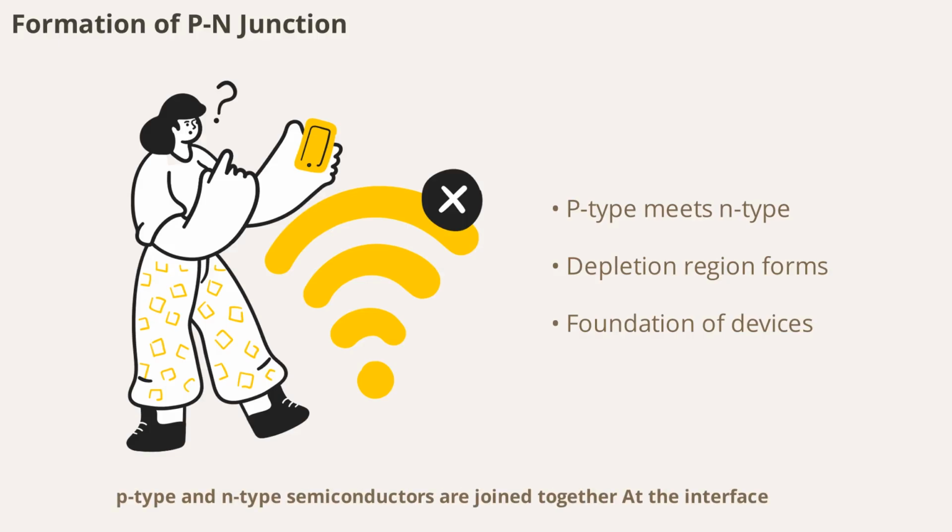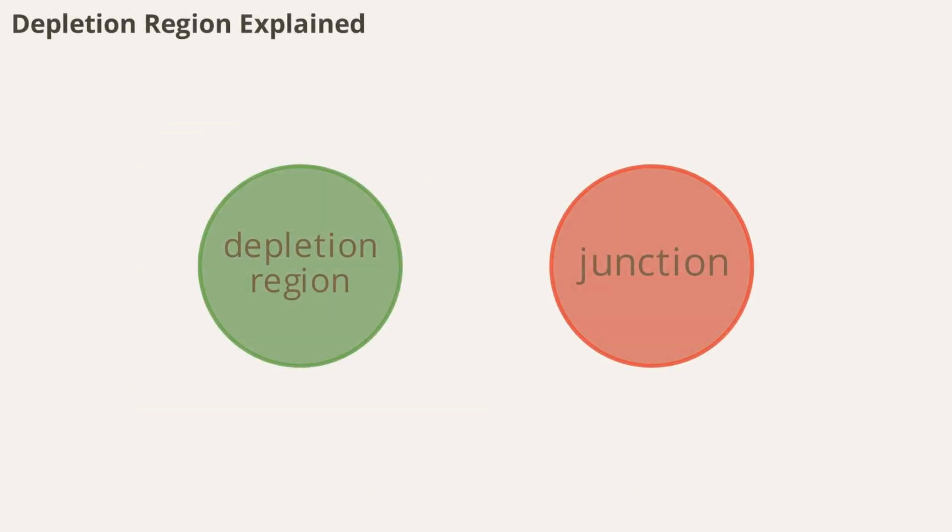At the interface, electrons from the N-type region combine with holes from the P-type region, creating a depletion region where no free charge carriers exist. This junction is the heart of many semiconductor devices, including diodes and transistors, and is responsible for their unique electrical behavior. The depletion region is a zone around the p-n junction where mobile charge carriers are depleted.